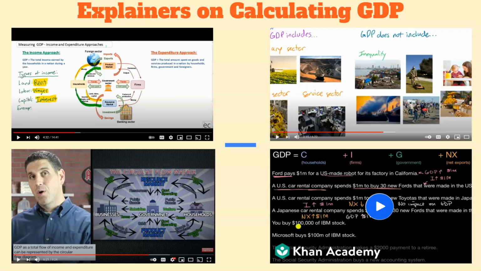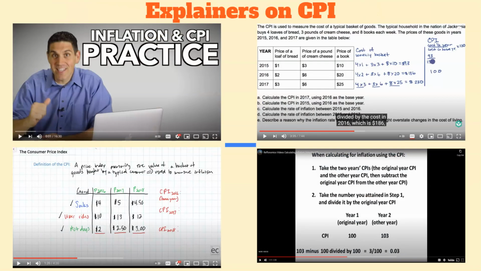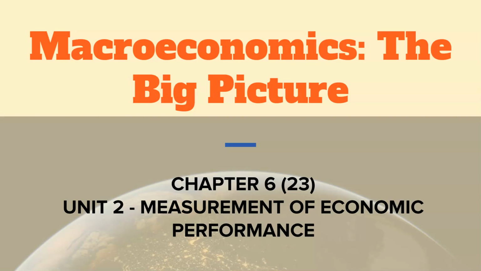There are some explainers in this chapter. I put together some explainers on calculating GDP, as well as how to calculate real versus nominal GDP, and CPI. And again, this will probably help more in later units than here in the bigger picture, because we're going to focus more on GDP here than anything in that economic performance.